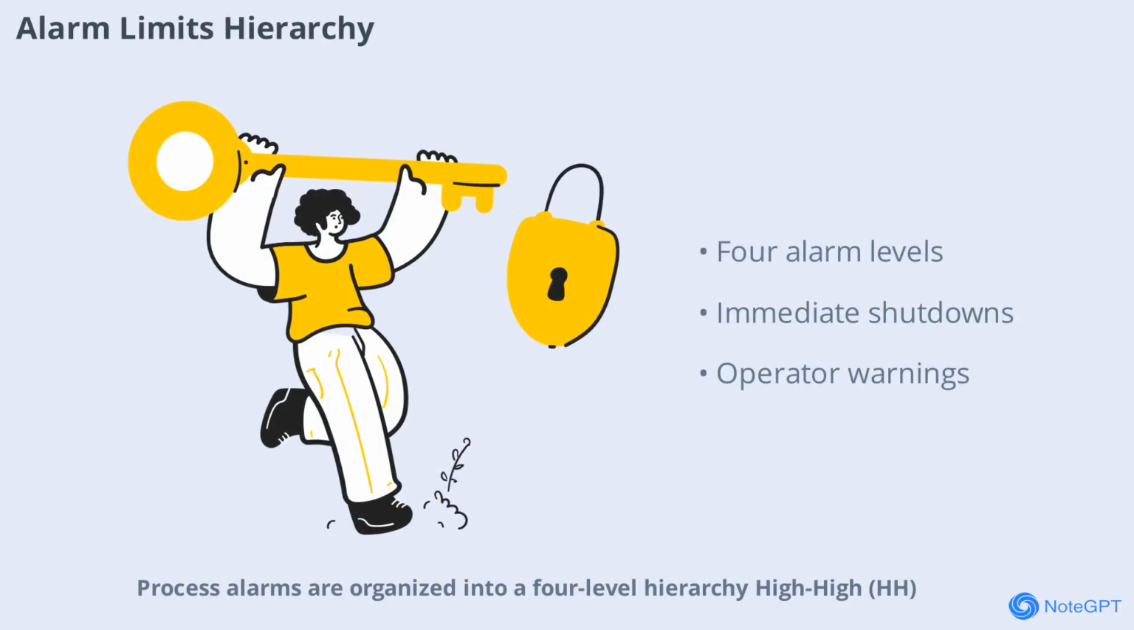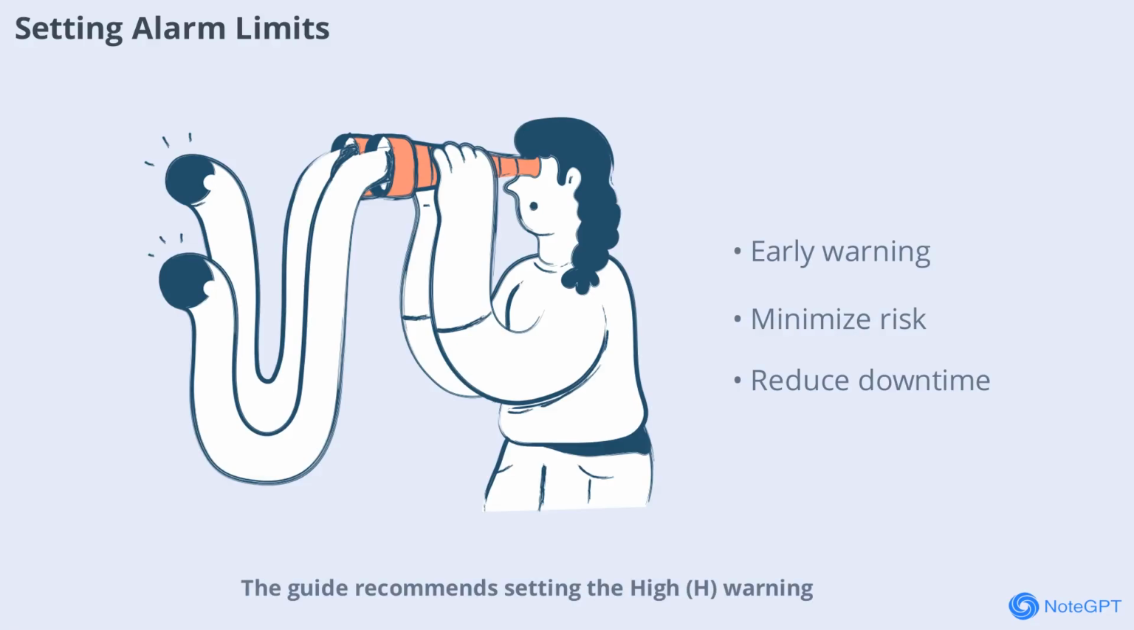Process alarms are organized into a 4-level hierarchy: high-high (HH), high (H), low (L), and low-low (LL). HH and LL are urgent safety integrity level alarms that trigger immediate shutdowns or equipment trips. H and L are high priority warnings, giving operators time to respond before a trip occurs. Setting these limits correctly is vital for both safety and operational efficiency. The guide recommends setting the high H warning at 85% of the high HH trip value. This gives operators a clear early warning before a critical condition occurs. Proper configuration of alarm limits ensures that the plant can respond quickly to abnormal situations, minimizing risk and downtime.